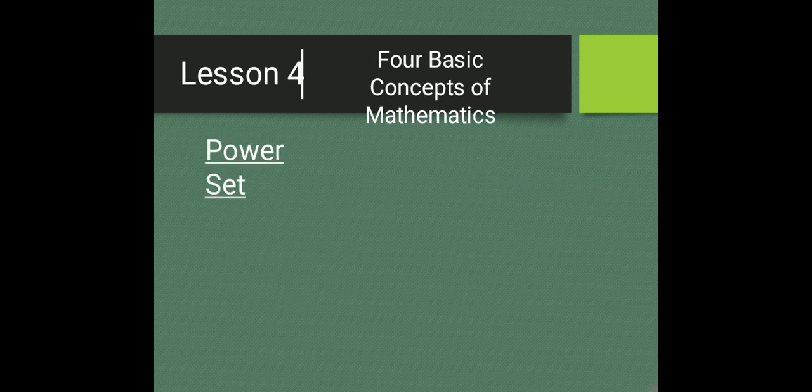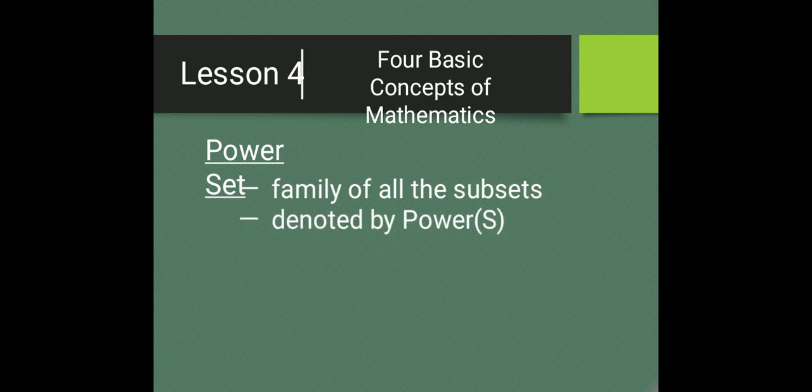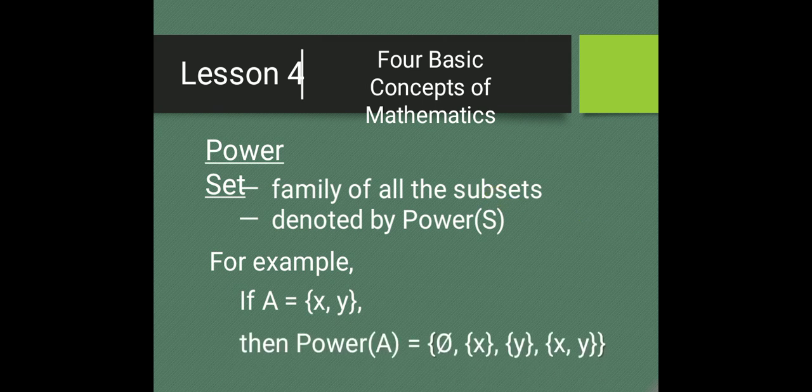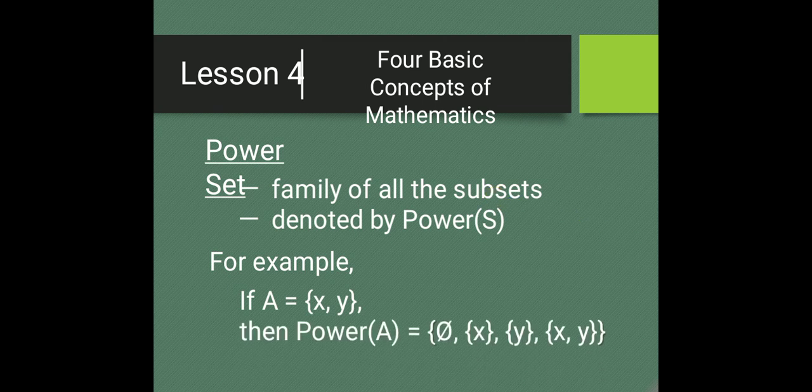We have this one, power set. Okay? Kung ang cardinality is number of elements in a set, etong power set is the family of all the subsets, denoted by yan. Okay, next one. If A is the set of X and Y, for example, if mayroon tayong set na A na may elements na X and Y, pwede nating ilista lahat ng mga subsets ng set na yan.